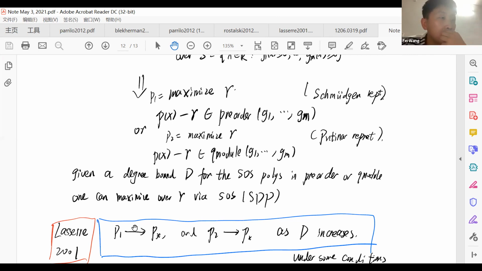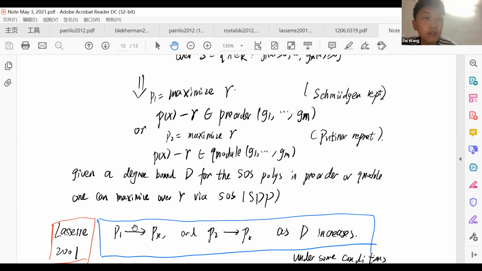Then you have to lose something. There's no free lunch, right? If you're convexifying, whenever you do convex relaxation, somehow the complexity increases, you're adding variables. But also somehow the degree should go up.